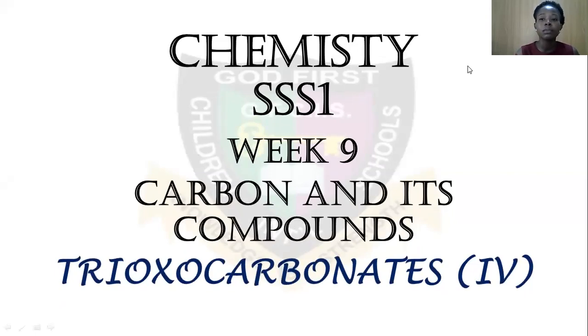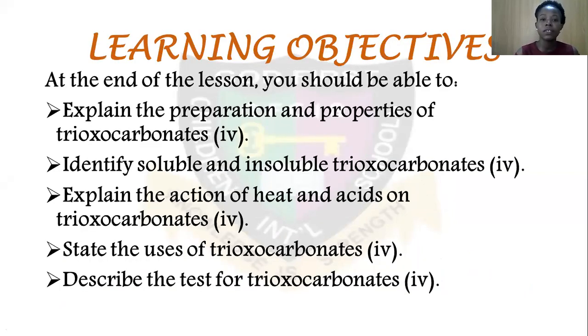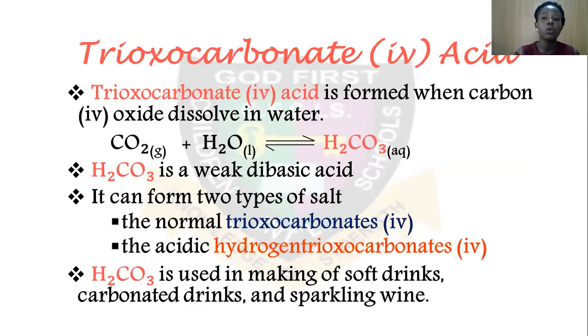So our learning objectives are: one, explain the preparation and properties of carbonate 4. So at the end of the class, you should be able to do that. Identify the soluble and insoluble carbonate 4. Explain the action of heat and acid on carbonate 4. State the uses of carbonate 4 and describe the test for carbonate 4. These are our learning objectives. So let's go to the topic proper.